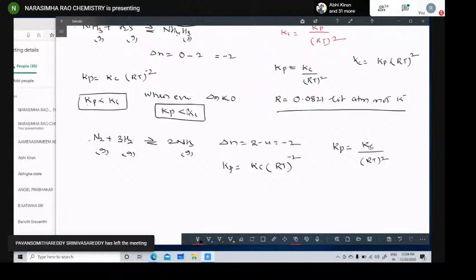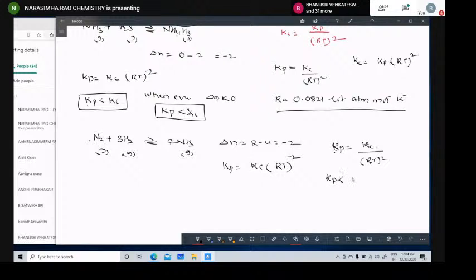Something value divided by this becomes equal, or for this Kp to become equal, it has to be multiplied by more than 1, then it is equal to Kc. So in this situation Kc is greater than Kp, or Kp is less than Kc. Rakesh, understand? Yes, sir.